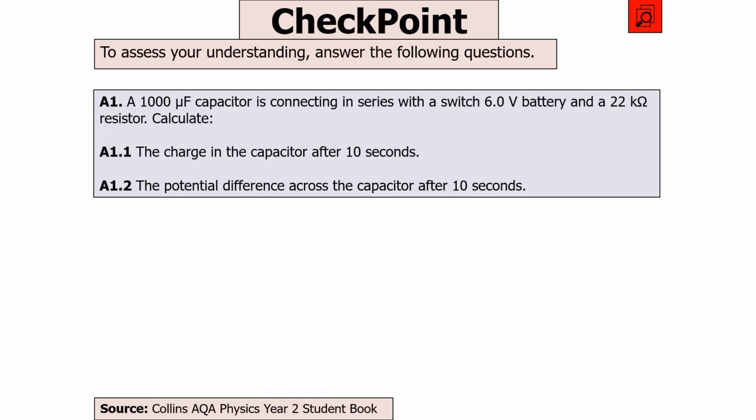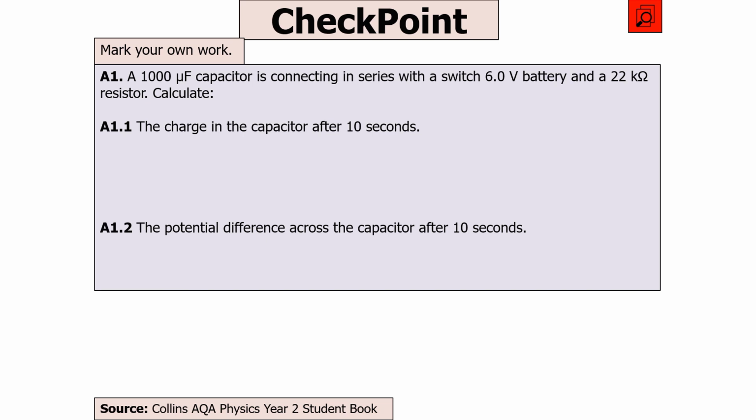The next one says a 1000 microfarad capacitor is connected in series with a 6 volt battery, a switch, and a 22 kilo ohm resistor. Calculate the charge of the capacitor after 10 seconds and the potential difference across the capacitor after 10 seconds. So pause the video now, then unpause the video when you want to go through your answer.